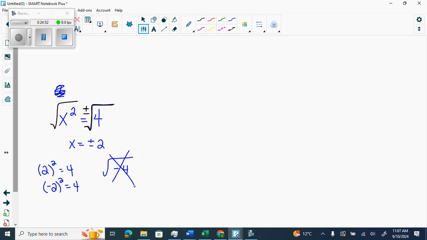But let's look at this. What if I give you the cube root of 27? You know what I'm saying without saying it, right? Yeah. Okay, what's the cube root of 27?